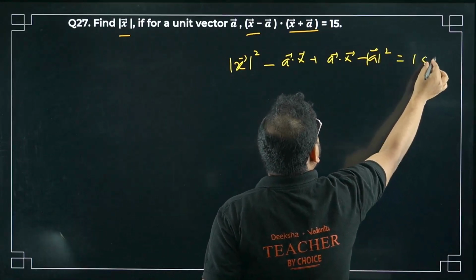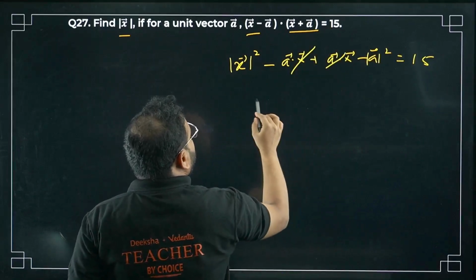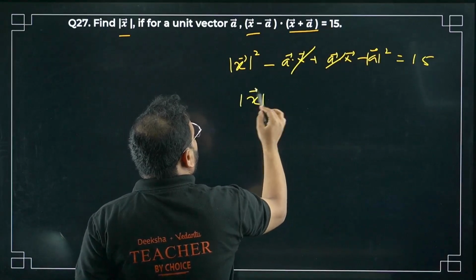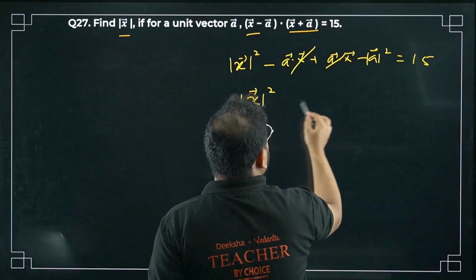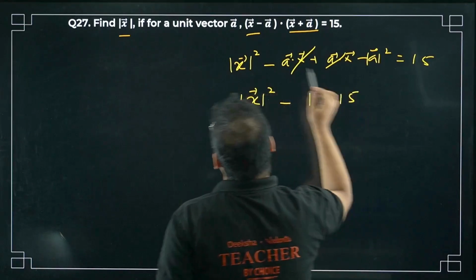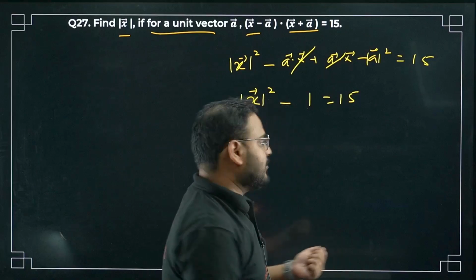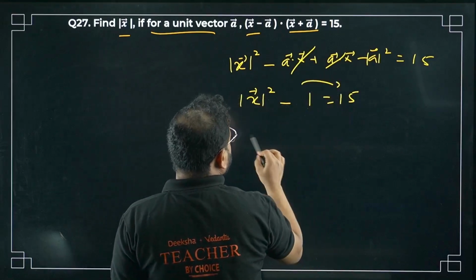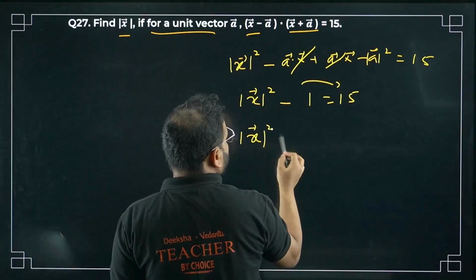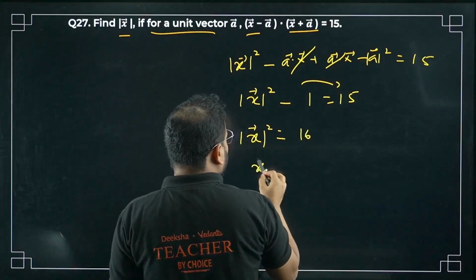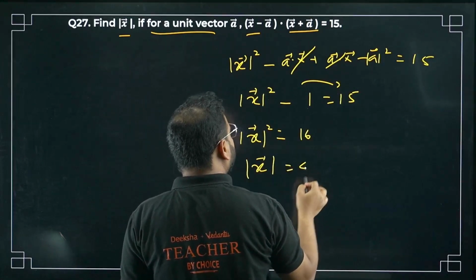equals 15. This and this cancel. I'm ending up with mod x square minus 1 equals 15. How come 1? a is a unit vector, and a unit vector means modulus will always be 1. Bring this on this side, it becomes mod of x square equals 16. I want only the magnitude, so simply the answer will be 4.